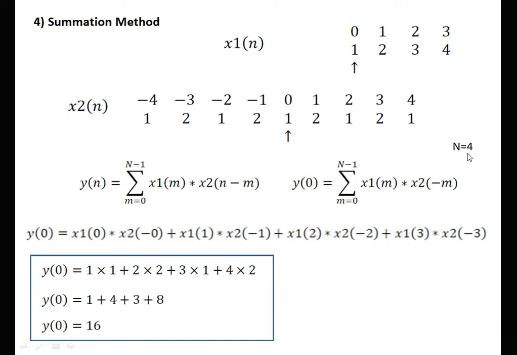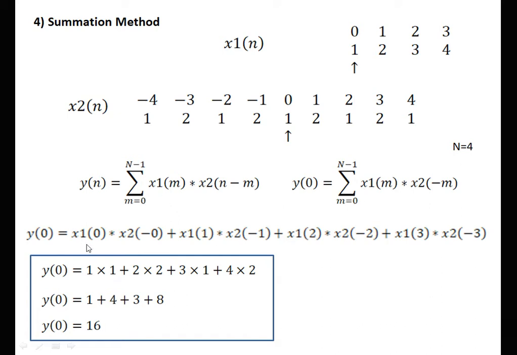Here capital N equal to 4. The summation method is very easy. Once you plot the x2 of n, y of n is equal to the summation over m equal to 0 to N minus 1. Here first n is equal to 0. Therefore the equation becomes x1 of m into x2 of minus m. m is going from 0 to 3. N is 4 because the period is 4. N minus 1 is 3.